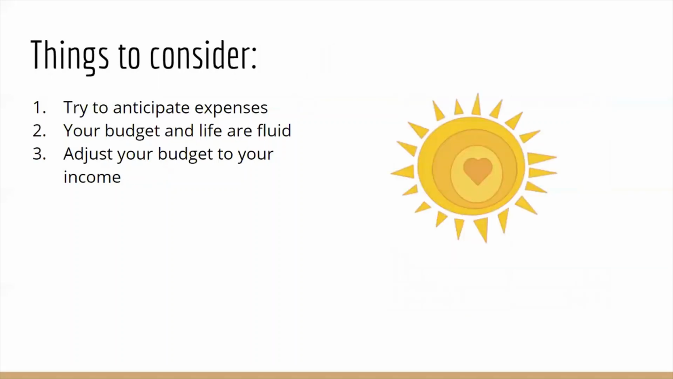Some other things to consider when you are making a budget is try to anticipate upcoming expenses. Like if you know you have an annual expense such as getting glasses. Glasses aren't always covered by insurance, and you know you are going to have to spend some money on them. Try to set aside the money before the expense is actually due, or set a little bit aside each month.